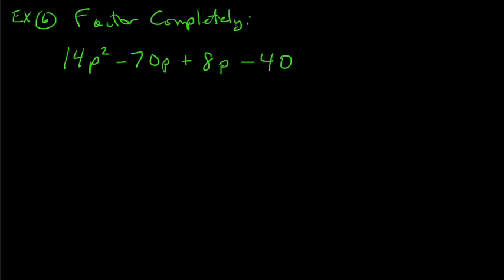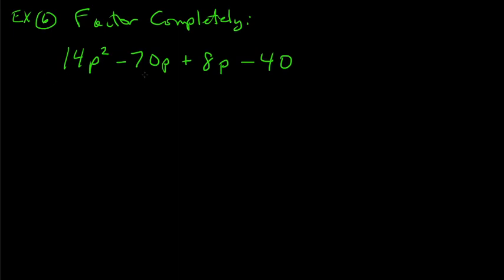Factor completely 14p squared minus 70p plus 8p minus 40. One thing I don't want you to do here is notice that these are like terms. And of course, you could add these first and get negative 62p, but that would turn it into a trinomial. We're going to do that next.